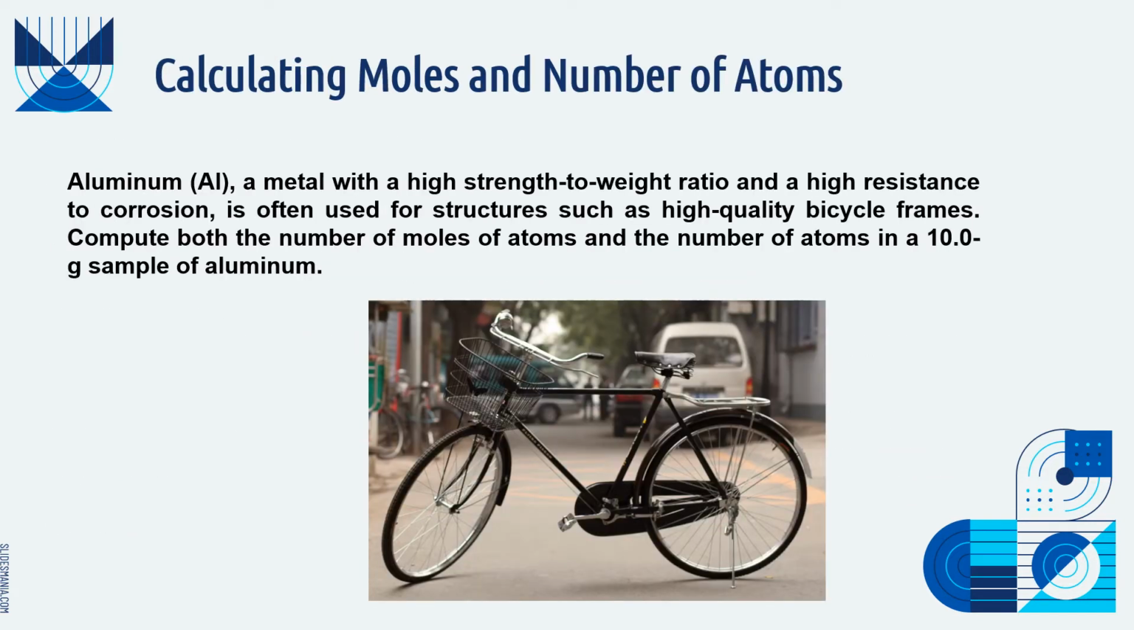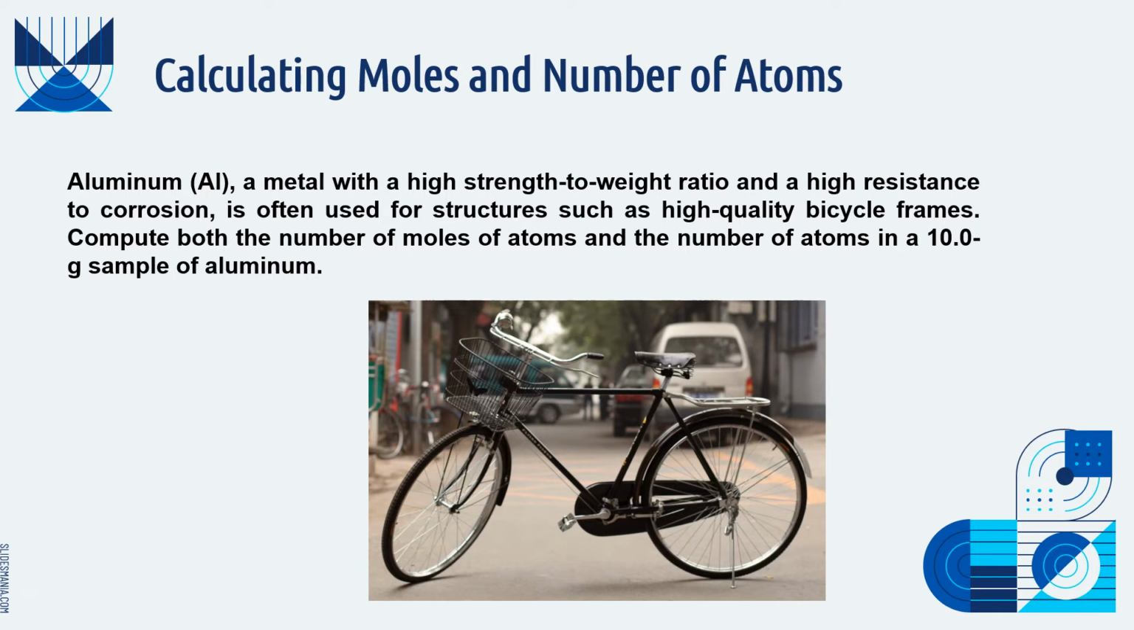Calculating moles and number of atoms. So we know this one. Okay, aluminum, another example using the substance aluminum, but this time what we're going to do is from the mole, we computed, we have to get the number of atoms. So aluminum, a metal with a high strength to weight ratio and a high resistance to corrosion, is often used for structures such as high-quality bicycle frames.